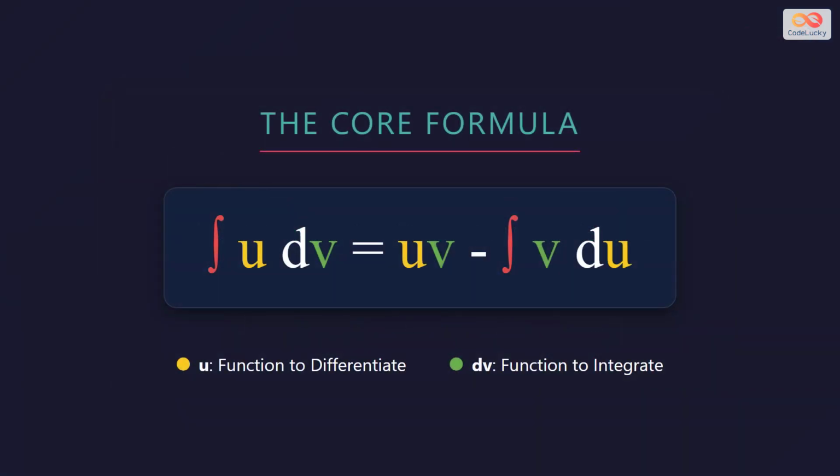Here is the core formula you need to memorize. The integral of u dv equals u times v minus the integral of v du. It looks abstract, but the goal is simple. We trade a difficult integral on the left for an easier one on the right. The key is identifying which part of your function is u and which part is dv.